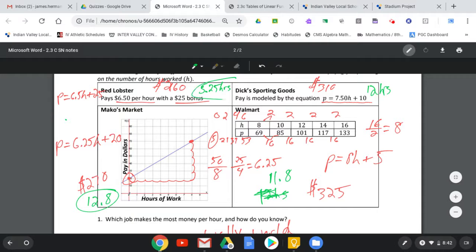Okay, so who works the least to make $100? Red Lobster. Why would they have to work the least to get to $100? They already get $25 in their bonus, right? So there you are.